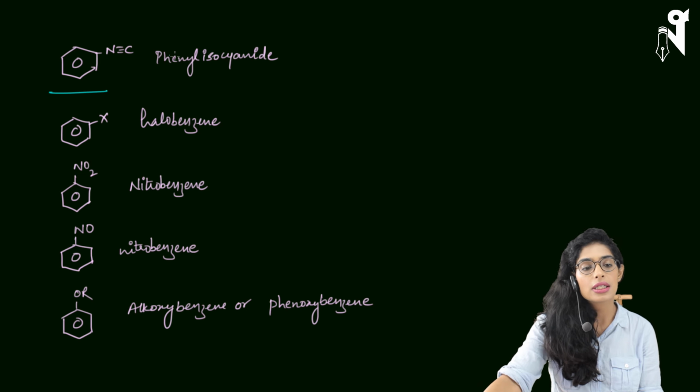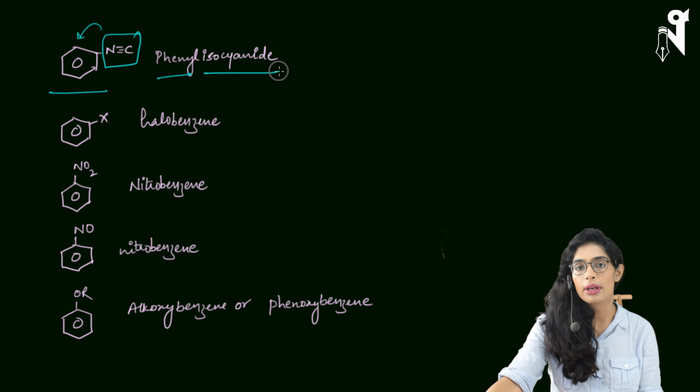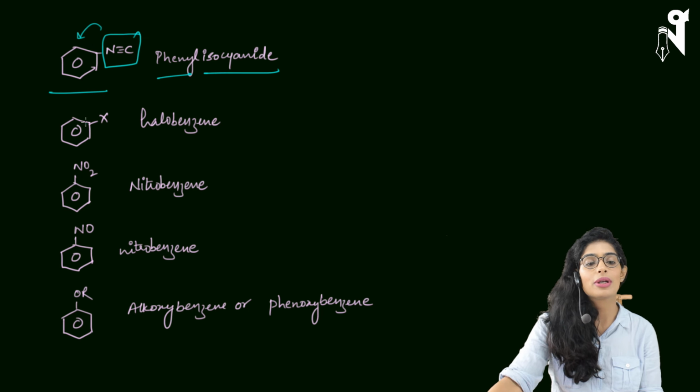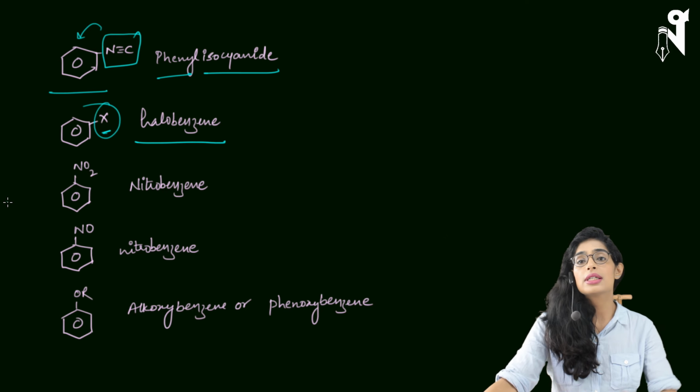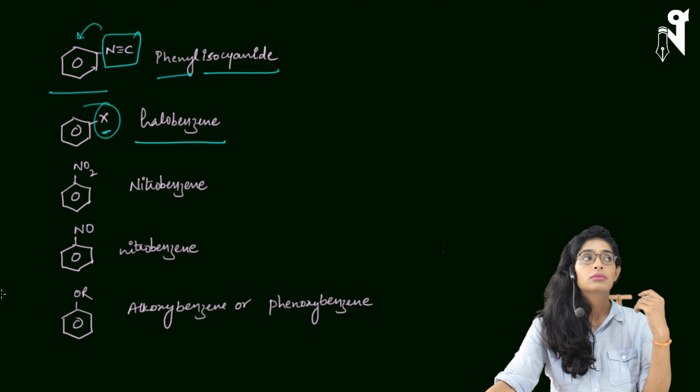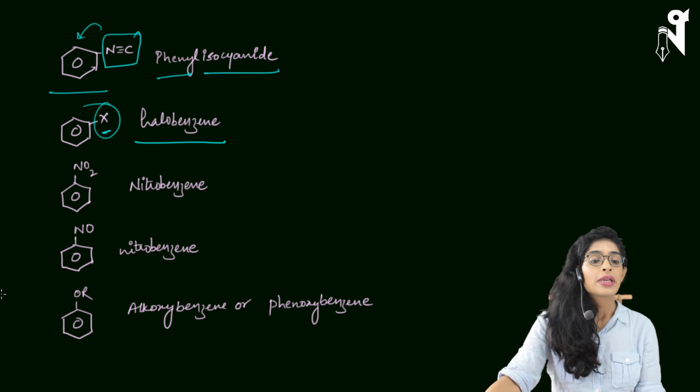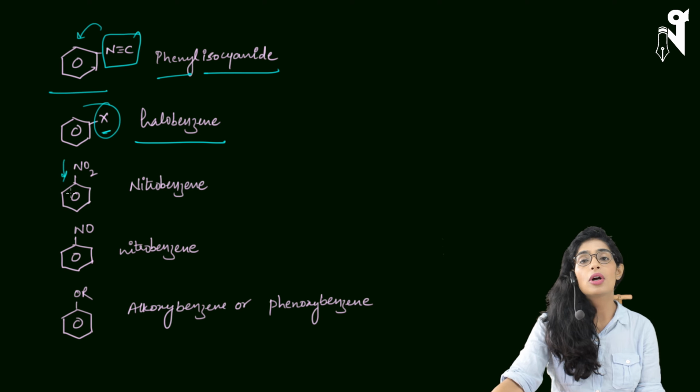So now here I have benzene with the NC, that is isocyanide group. So we simply take this as a main chain and this is a branch and we name it as phenyl isocyanide, no common name. Next, benzene with X will be called halobenzene. X means any halogen group: chlorobenzene, fluorobenzene, iodobenzene, bromobenzene. If NO2 is present on benzene, the compound will be called nitrobenzene.